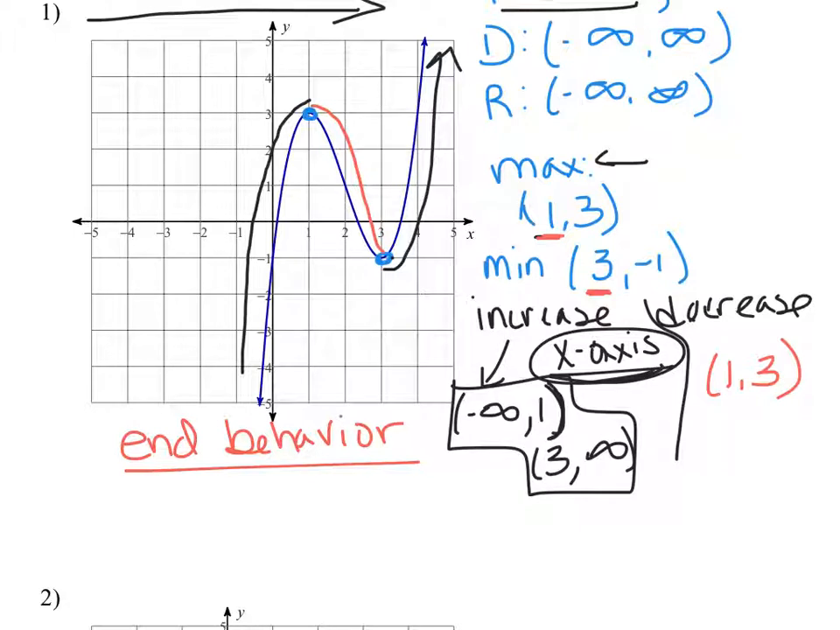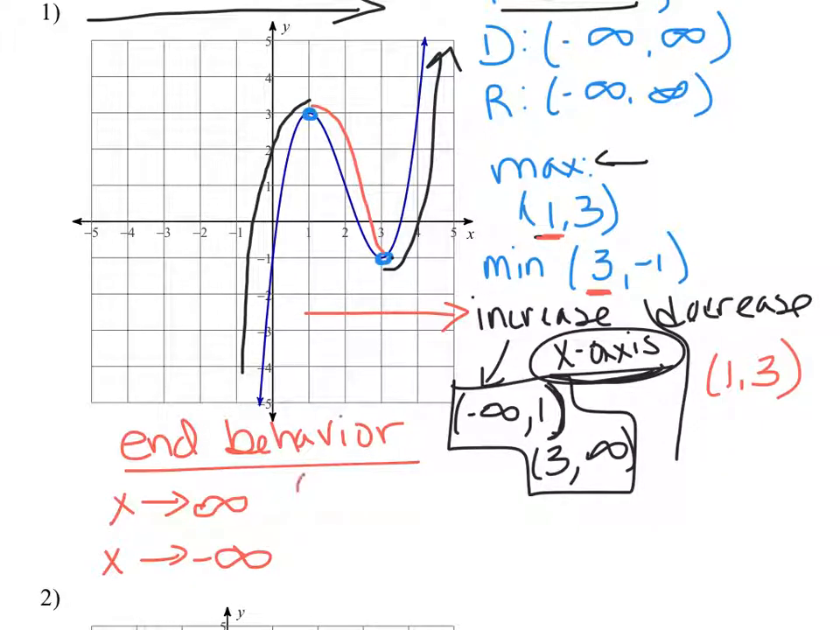Okay, so what happens is we want to ask ourselves two questions. What happens when x is going this way, so when x goes to positive infinity? And what happens when x goes to negative infinity? So end behavior always starts like that, always. So the end behavior, as x goes to infinity, what's happening to the graph?